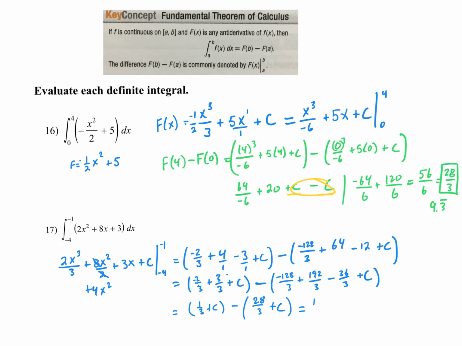This is going to be 1/3 minus 28/3, plus a c minus a c, and notice those c's go to 0. So it's going to give me -27 over 3, which is equal to -9.